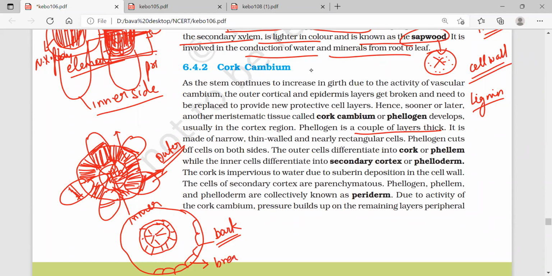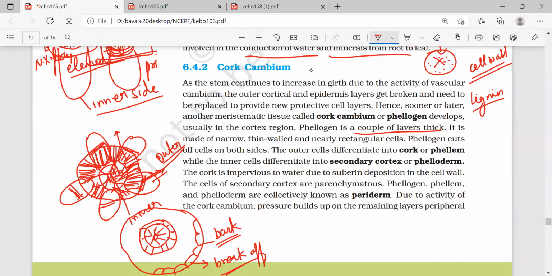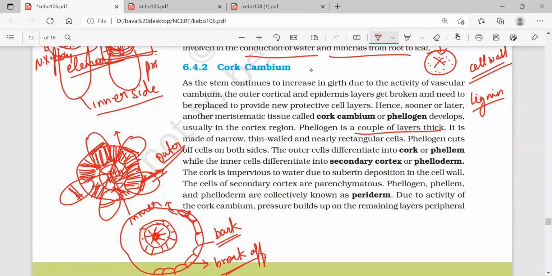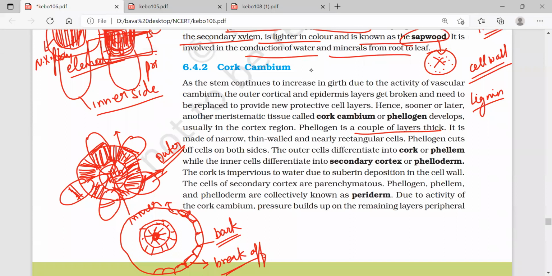They will break off. Okay, so why? Due to the pressure which is created in the vascular region, which is expressed in the outer region, the outer region cells will break off. So when cells break off, there is a chance for formation of new cells, right? So the new cells have to be formed there to fill the gap.